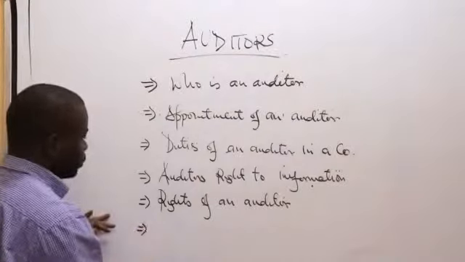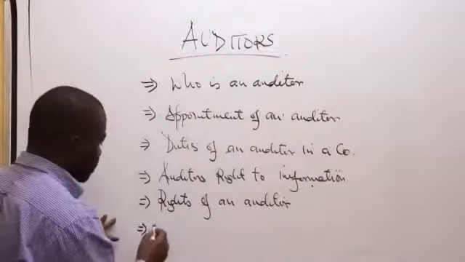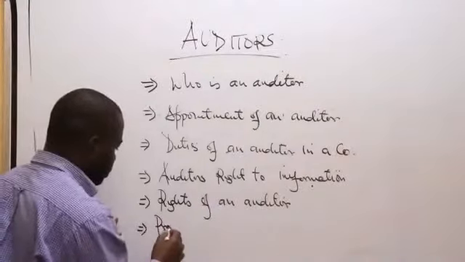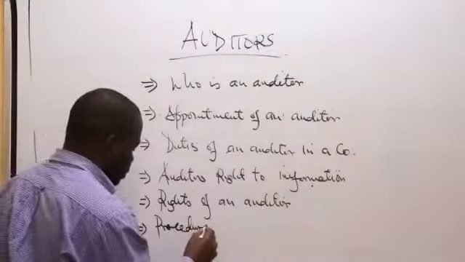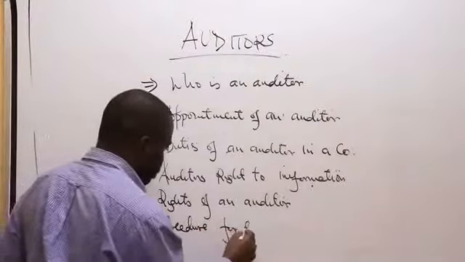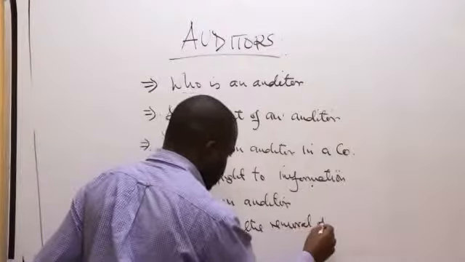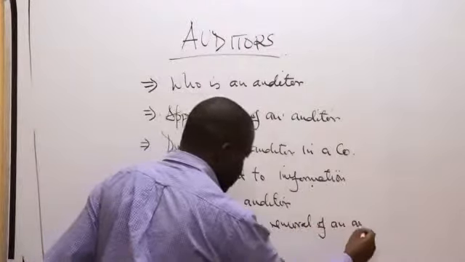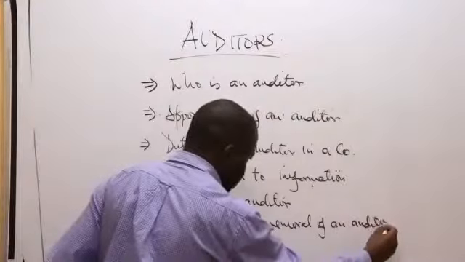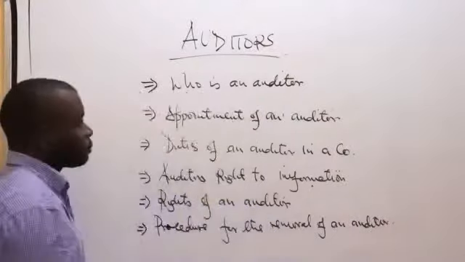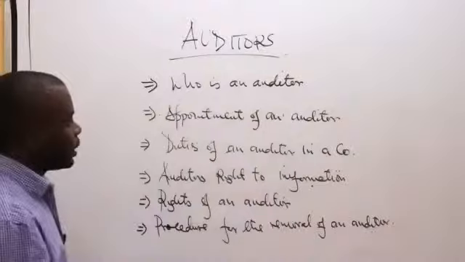Then another one you need to be able to understand here is the procedure for the removal of an auditor. So these are the key things that you should be able to understand in this particular topic.